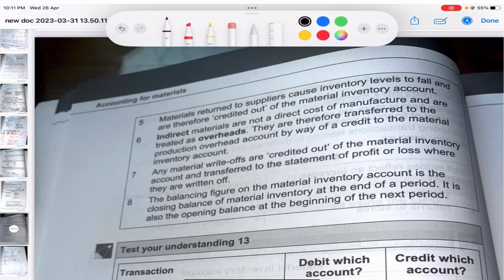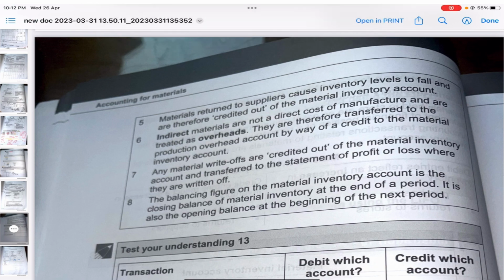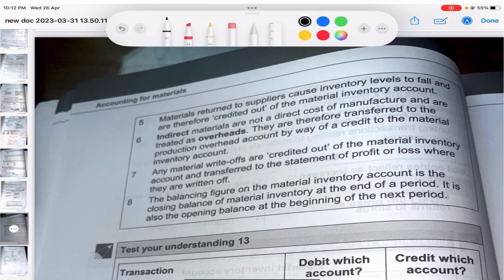Materials which are returned to suppliers would be deducting my inventory, so it will be shown on the credit side. Indirect materials are not a direct cost of manufacture and are treated as overheads. So I hope you understood what overheads are. Overheads are something which are indirect, so hence I am not going to be including it in my inventory account. So I will remove it from my inventory and I will put my indirect materials into my overheads account.